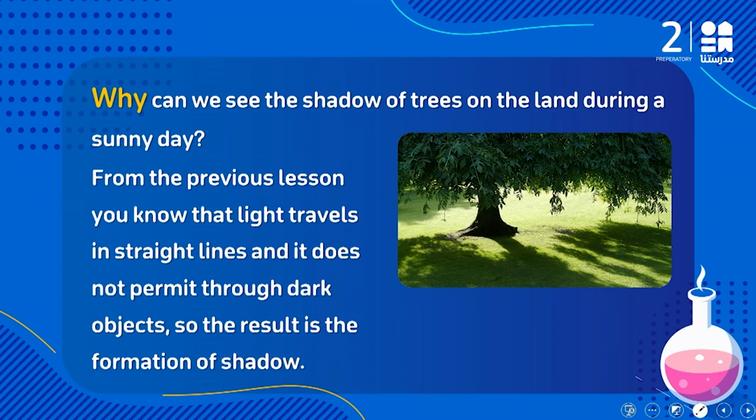So all the opaque objects, all the dark objects, don't allow the light to pass through them. So they are going to form a shadow behind them. And what is a shadow? Shadow is a dark area. Okay?